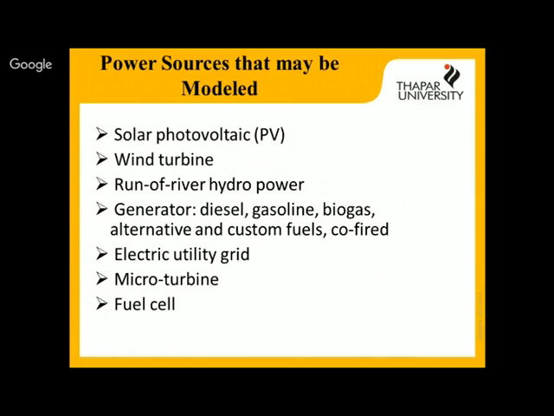Grid extension is also there. Suppose you want to install this system to meet a load demand at a distance of 5 kilometers from the grid. That cost we can also calculate: how much wire we require, how much transformer, everything we can do in part. And the latest things introduced in Homer are the micro turbine and the fuel cell. The fuel cell is the latest addition in this.